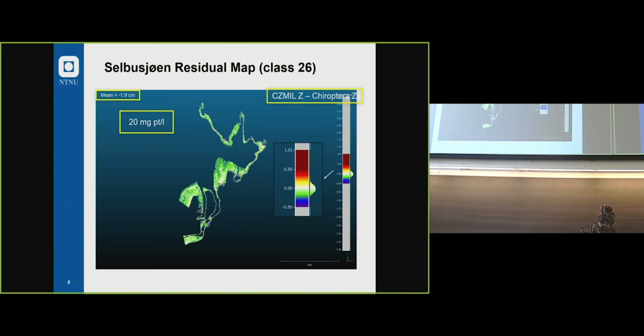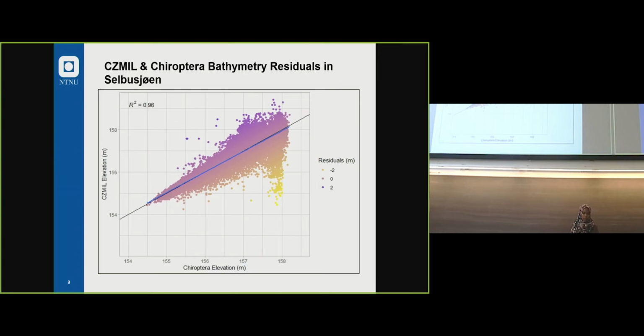We can see that the residual is normally distributed around 0, with a little bit of skewness toward the greenish area. That means Seismel is measuring deeper than Chiroptera in some parts. We also see the blue areas near the shoreline, which have a larger discrepancy than the other parts of the lake. We'll come to that a little bit later, but this was due to the water level change between the two flights.